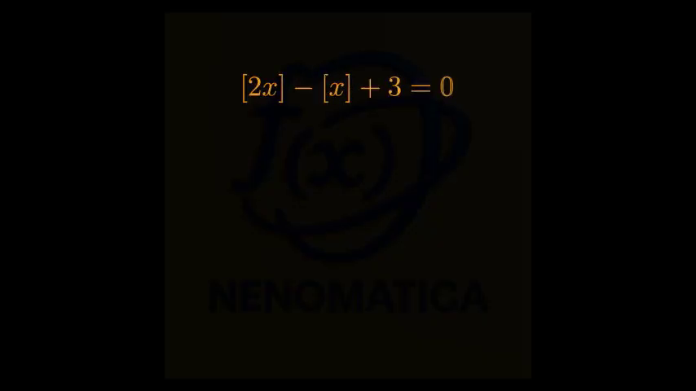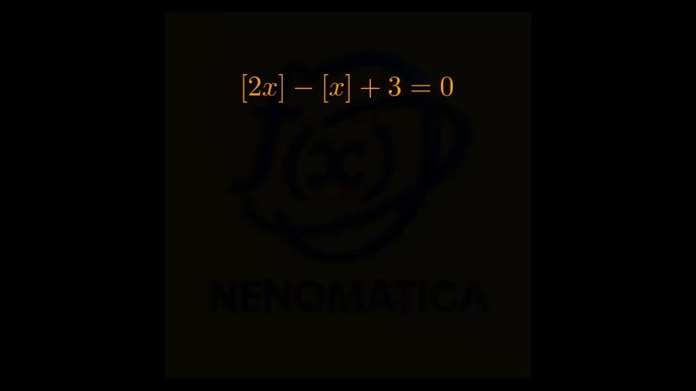In this lesson, we will solve the floor function equation [2x] − [x] + 3 = 0, using a structured algorithm with x written as n + p. First, let's place the problem statement on screen and highlight the plan.